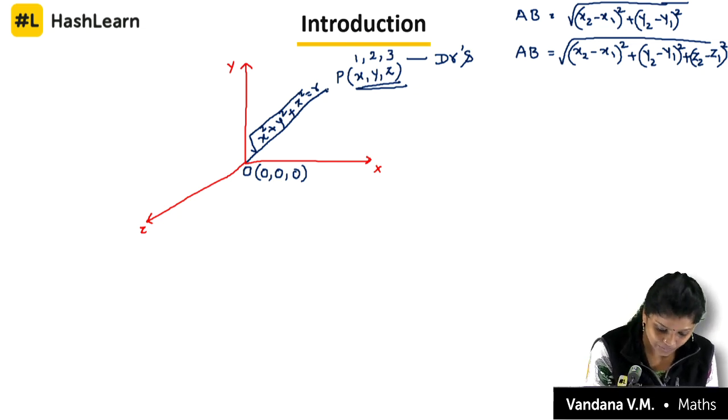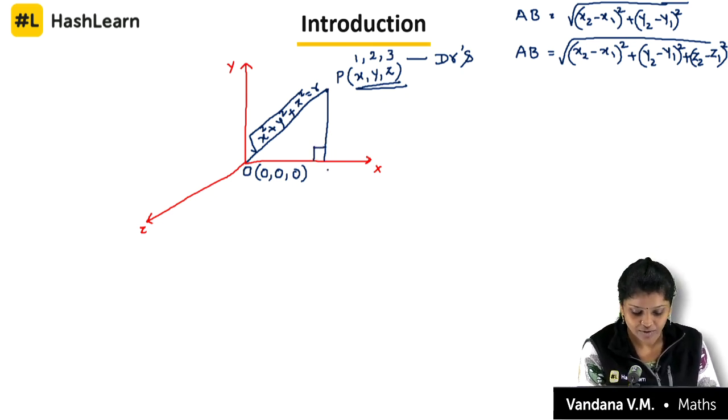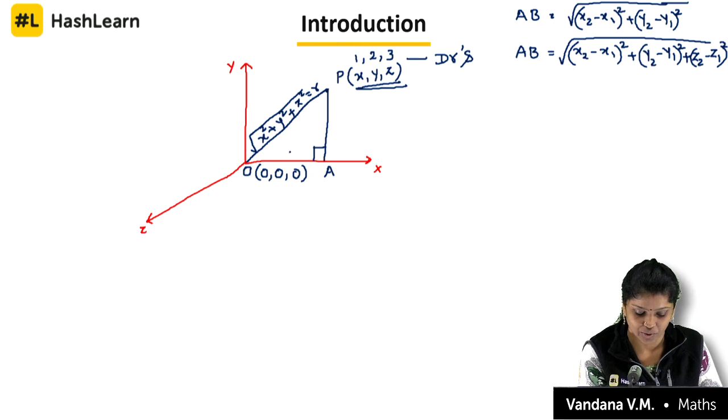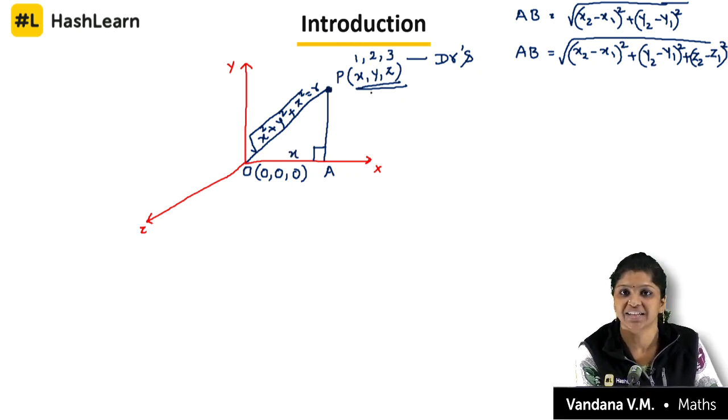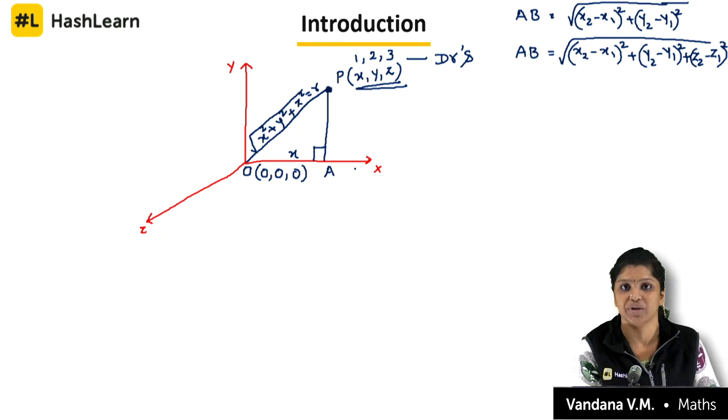Okay. Now, draw a perpendicular from that point. Take this as some A. I know from the origin to the x-axis the distance is x units only, right? That is the reason why this point is represented as x comma y comma z. So obviously from the origin to the x-axis the distance is x units.